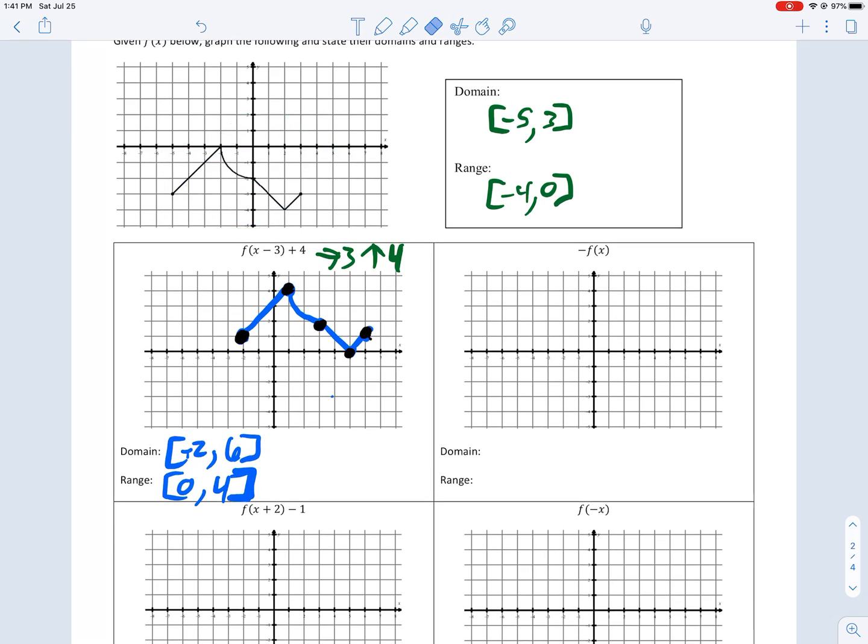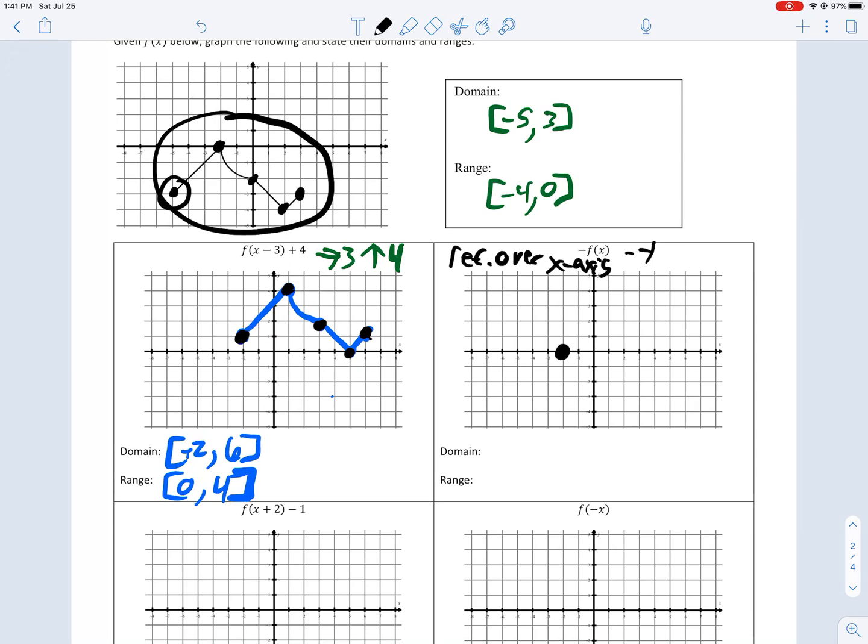Okay, next one, again, I'm going back to this graph here, and now minus f of x. That means minus y, so the y values are changing. So this is going to be a reflection over the x. Okay, so again, I'm going to reflect these 5 black points. So the one that's at negative 2, 0 stays there.